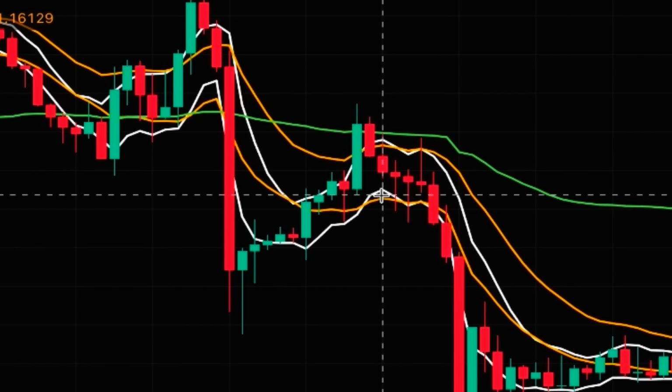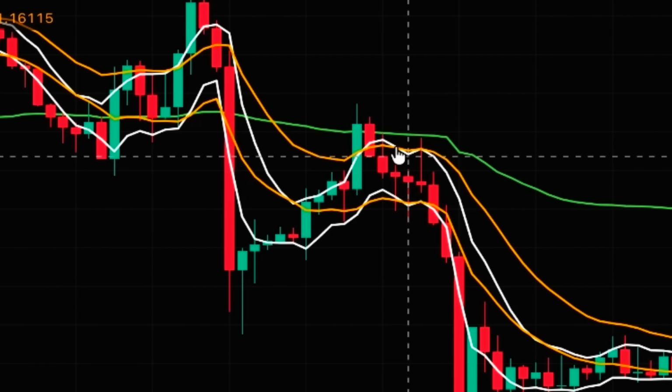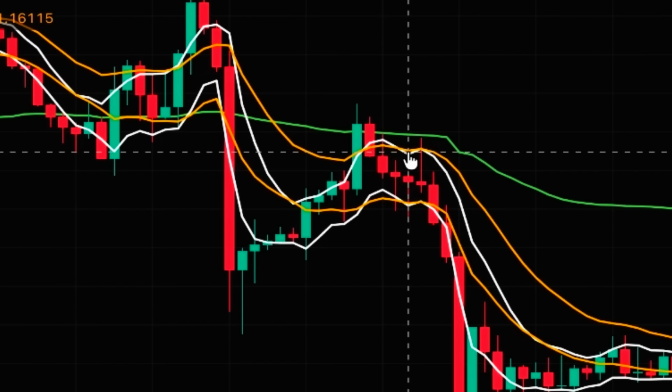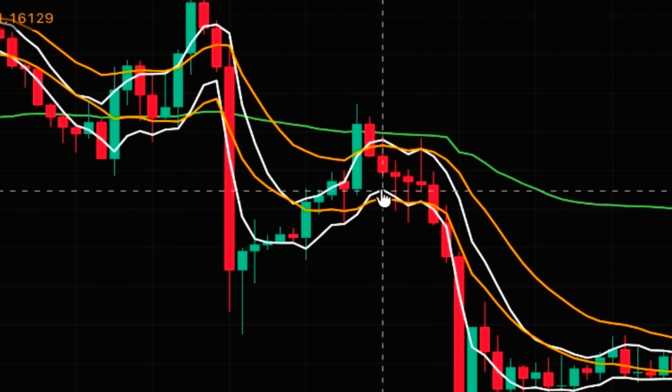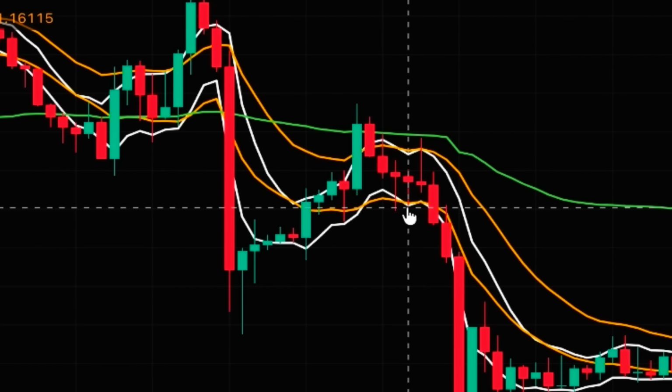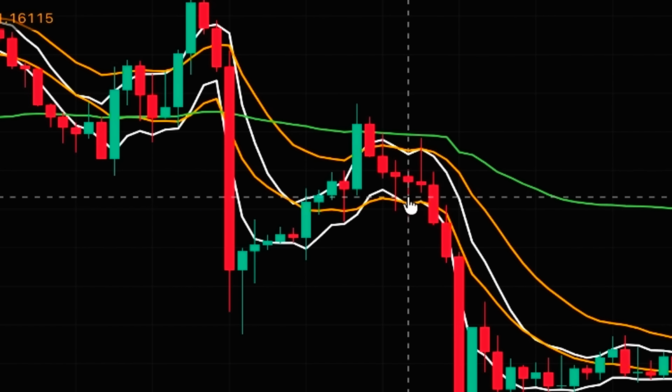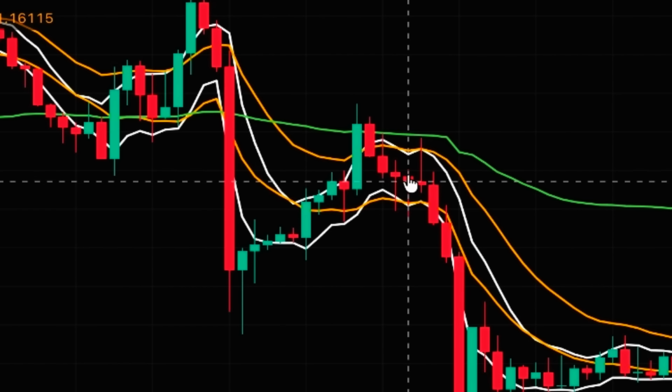Now we should wait for a signal that shows the end of the pullback, and that is when the upper line of the white channel goes below the upper line of the orange channel, and similarly here, the lower line of the white channel is closed below the lower line of the orange channel. When we have this situation, it tells us that probably the pullback ended and the price is going to decline more.